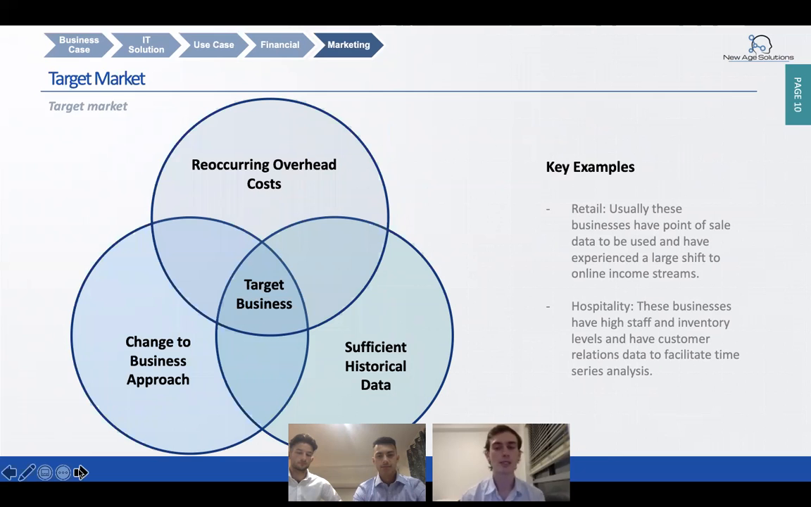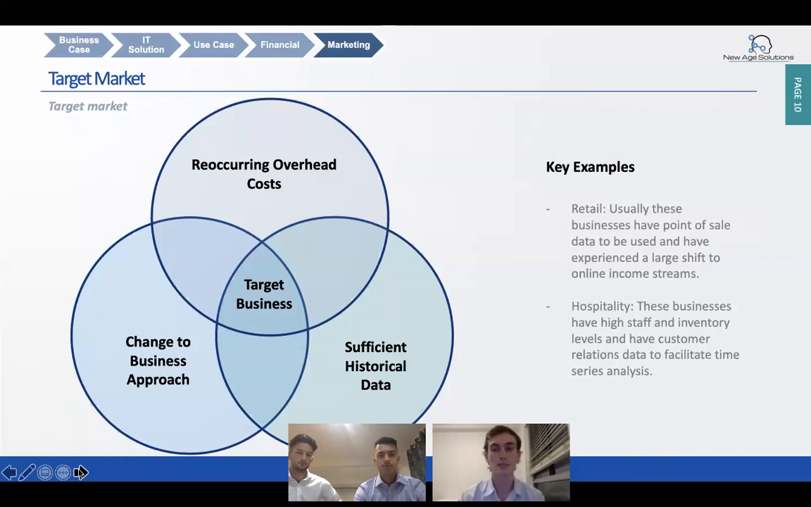Finally, our ideal businesses will have seen a change in the way that they engage with their customers. With enough historical data, our solution should be able to examine the best way to optimize these changes for the economic climate. One example of such a business would be a small, primarily in-store operating retail business. Such a business would have ample point of sale data for the time series analysis and would have also experienced a shift to an online customer base. Our solution will help them understand this new market.